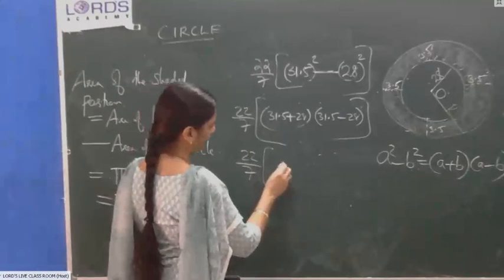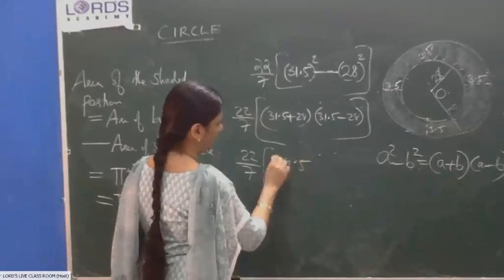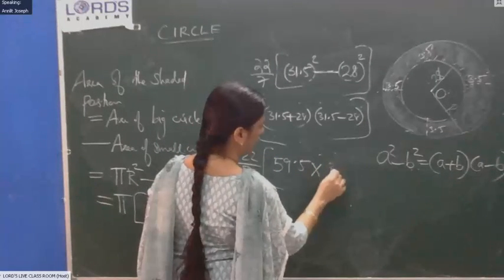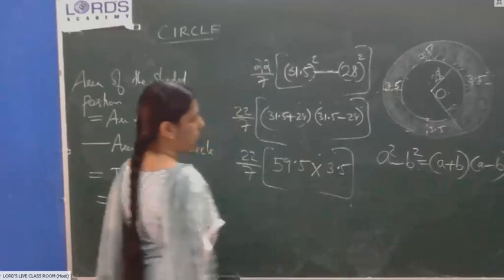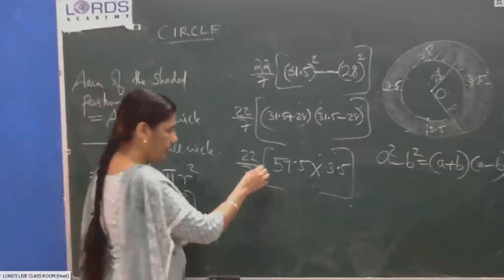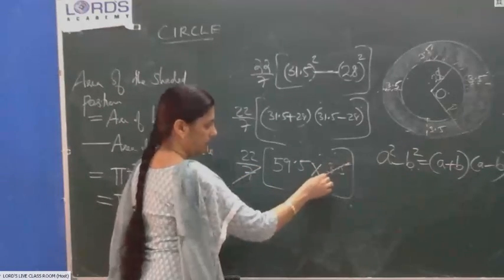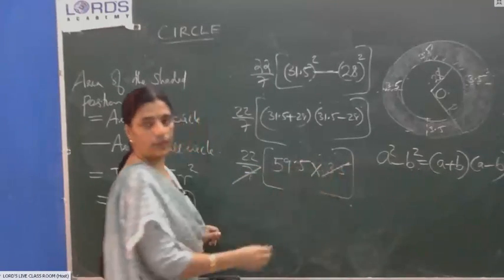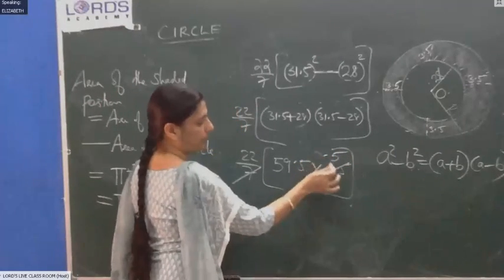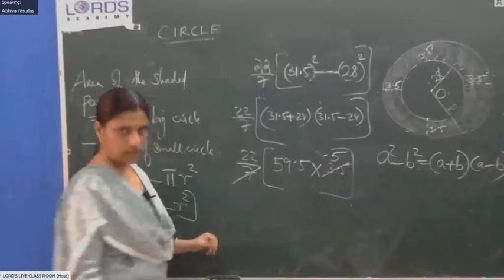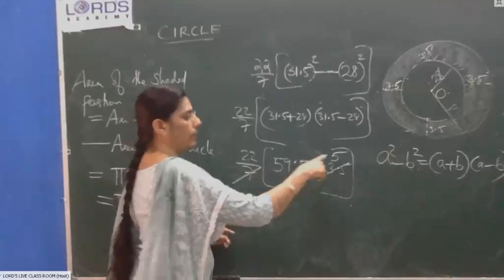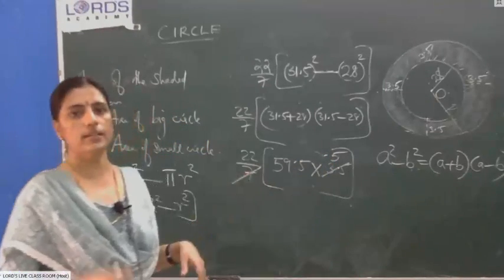22/7 into 3.5. That also is a multiplication, but now 7 and this one: 7 in 35, how many times? 5 times. But it is 0.5. Okay. Now 22 into 59 point into 0.5. Then also this will be easy, I think.